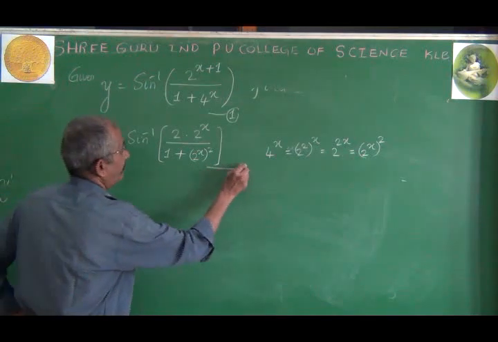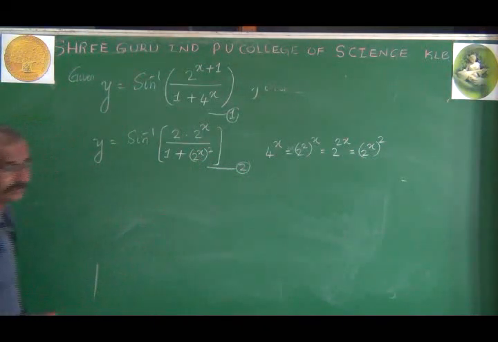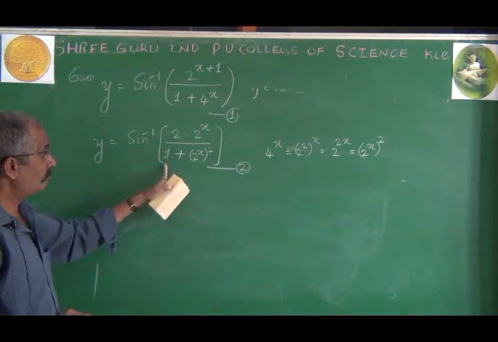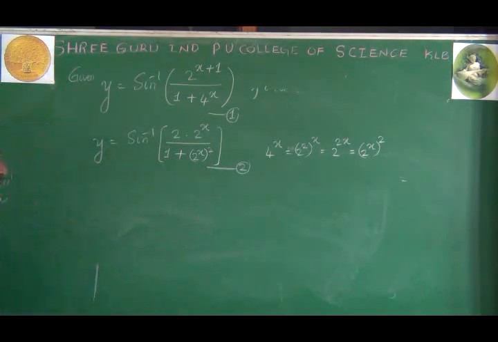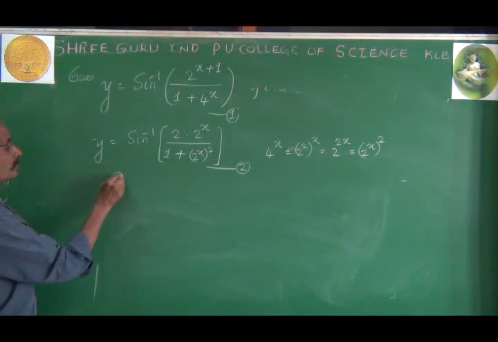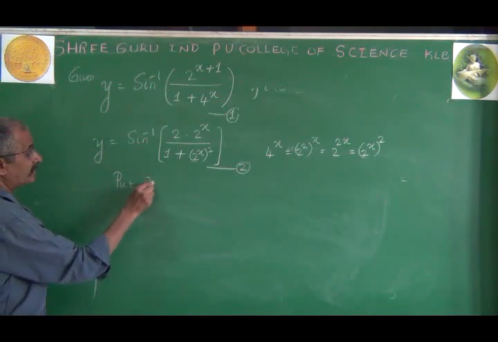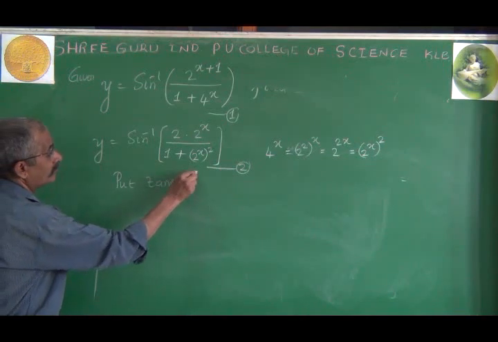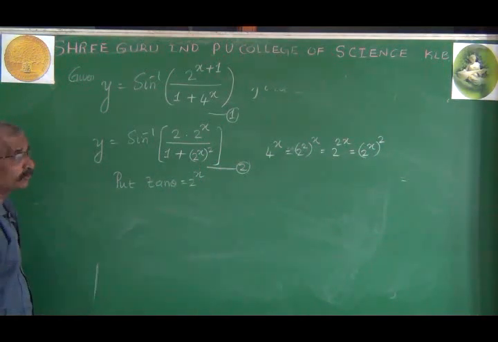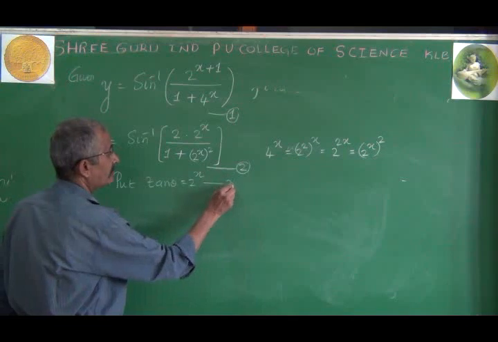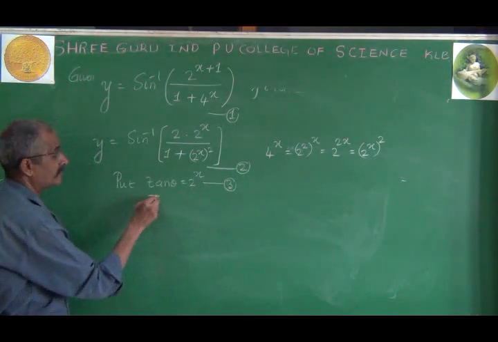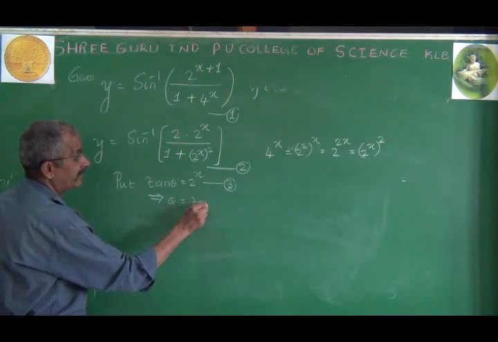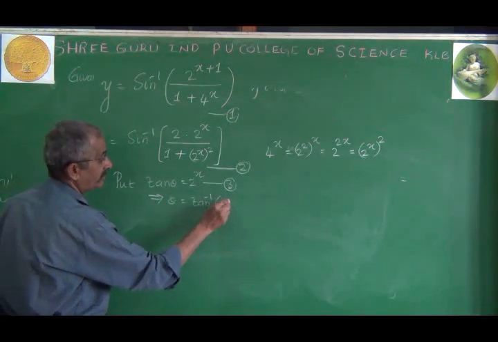Now you can expect the substitution very easily. It is once again in the form of 2 tan theta by 1 plus tan square theta. So obviously we have to put tan theta equal to 2 power x. You may call this 3. This implies theta equals tan inverse of 2 power x.